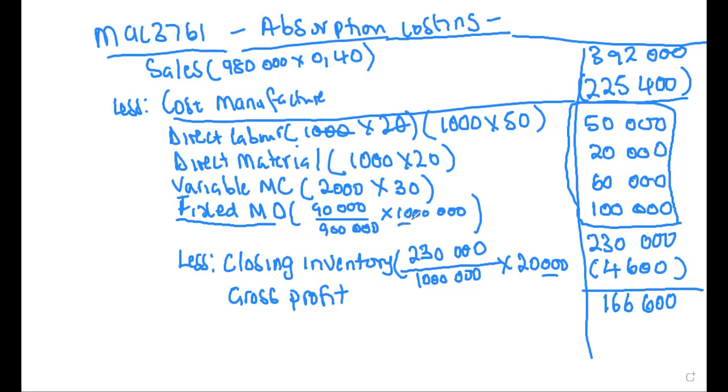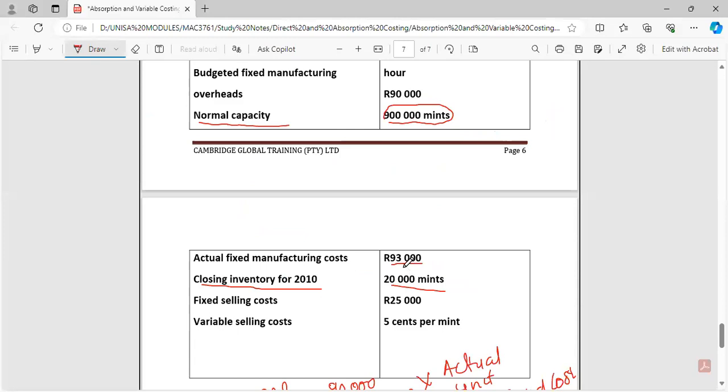Remember, we are using absorption costing. We should look at what overheads were absorbed into the product. It's 100,000. That's the absorbed. Then what is the actual? You are going to compare your actual and your absorbed. Our actual is 93,000. So we have 100 absorbed and the actual is 93.